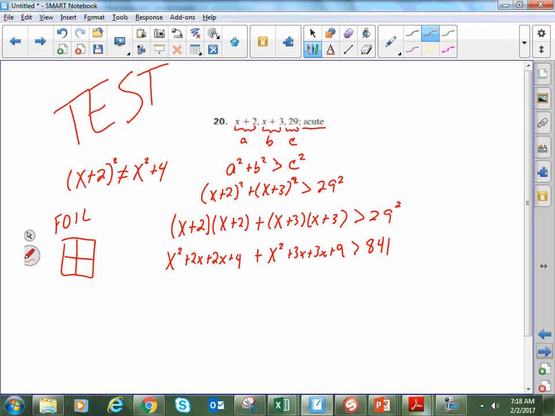841. At this point, we're going to combine our like terms. I have two x squared terms, 2x, 2x, 3x, and 3x. 4 plus 6 gives me 10 x's. And then 4 plus 9 is 13. And all of that is greater than 841.